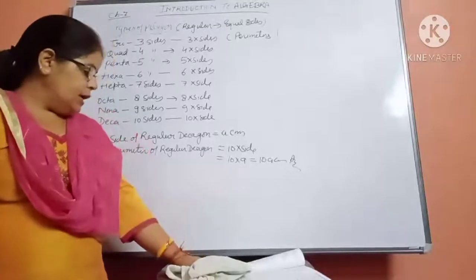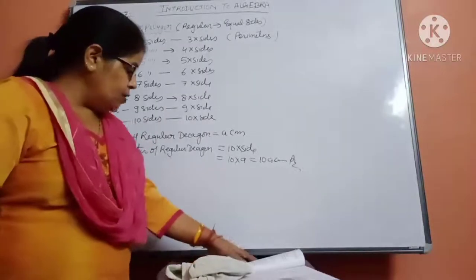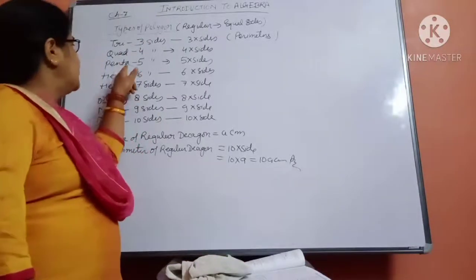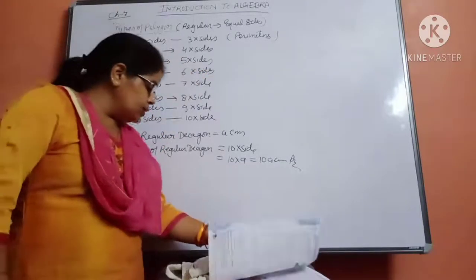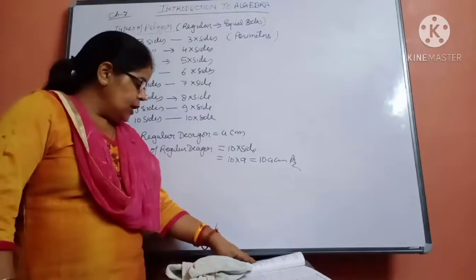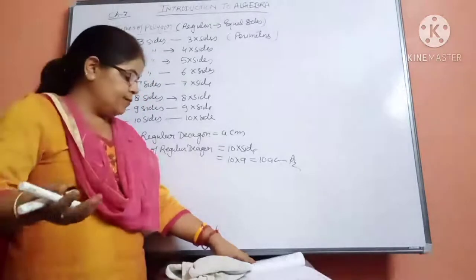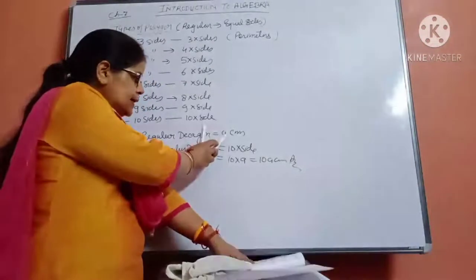See that, beta, in question number 8, what is the perimeter of a regular pentagon? Pentagon means 5 sides. So what will it become? 5 into side. This time the measure of the side is A in question number 8. So it will become 5A. Okay. You will do it by the method as I have done.